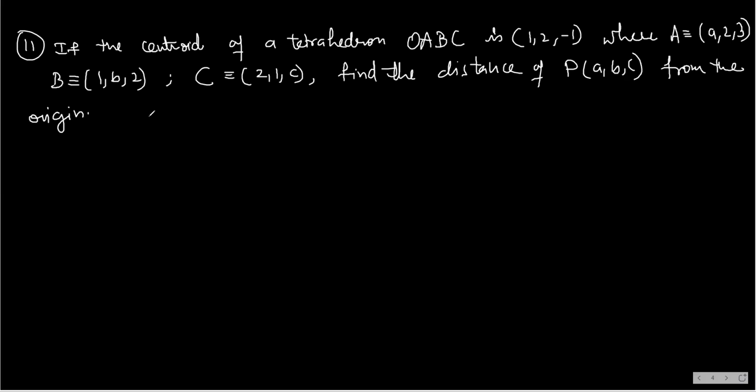Another question is number 11 from the same exercise 5.2. It says, if the centroid of a tetrahedron OABC is (1, 2, -1). So the tetrahedron is OABC. Okay, so here we have OABC.